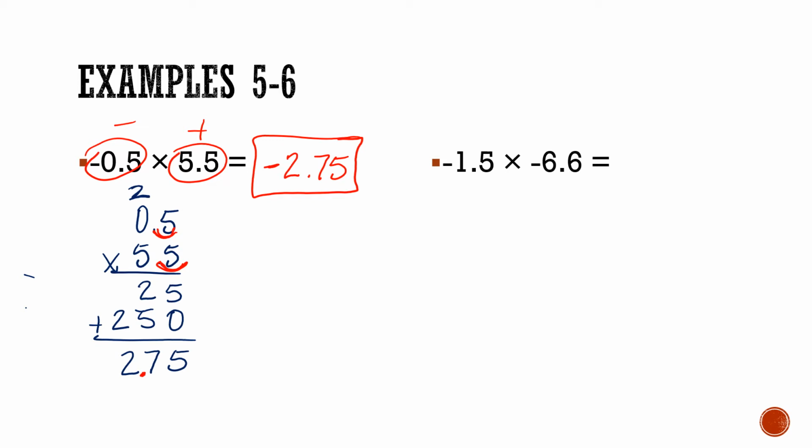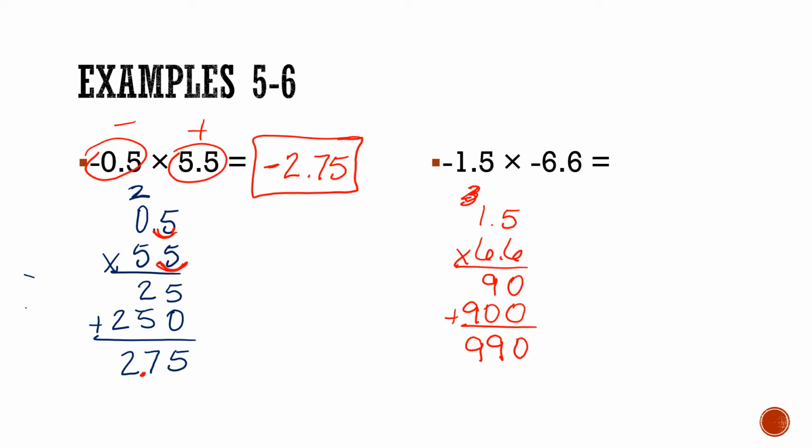In number 6, we had 1.5 multiplied by 6.6. 6 times 5 is 30, so 0, carrying a 3. 6 times 1 is 6, plus 3 is 9. We'll have our 0 as a placeholder. 6 times 5 is 30, so 0. This time we're carrying a 3 again. 6 times 1 is 6, plus 3 is 9. So when we add those up, we get 0, 9, and 9.